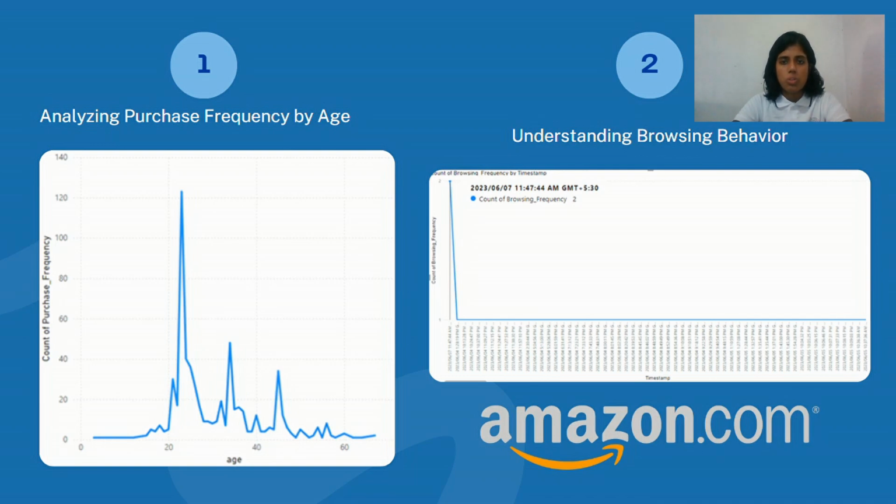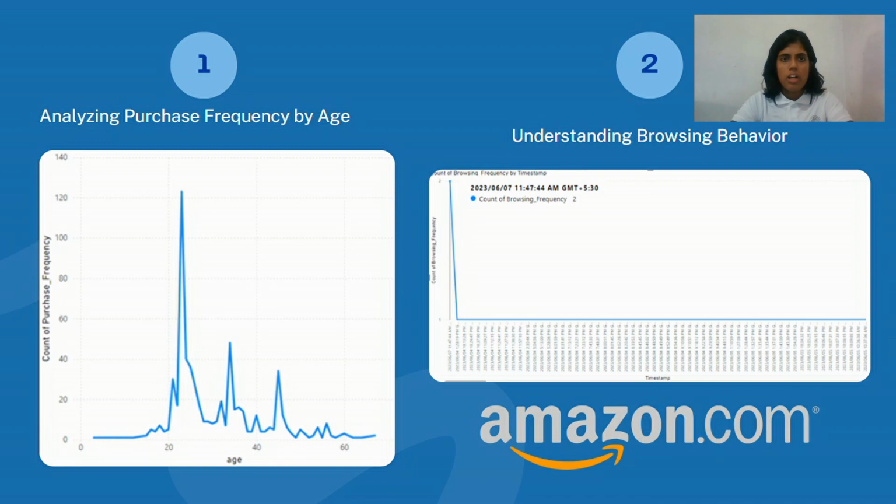The second line graph shows peak browsing time and the trend over time. This analysis indicates the peak in browsing time at 11:47 in the morning. Although browsing frequency remains relatively constant, identifying the peak time helps Amazon to ensure that their platform and services are optimized for maximum customer engagement and satisfaction.